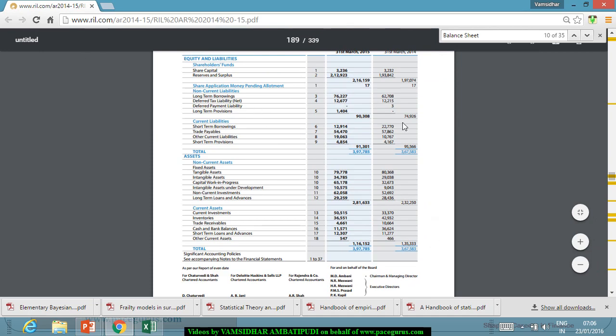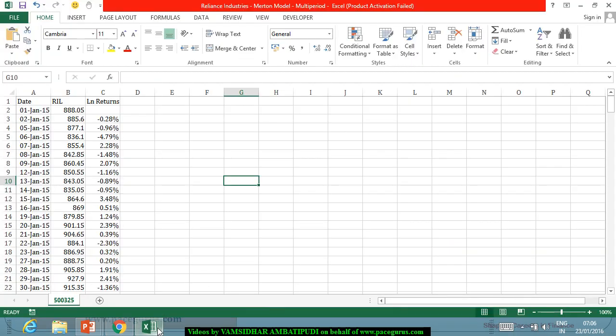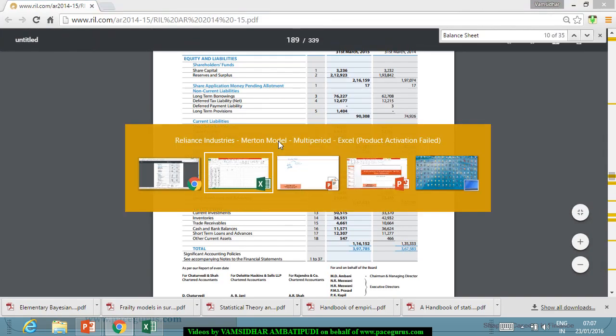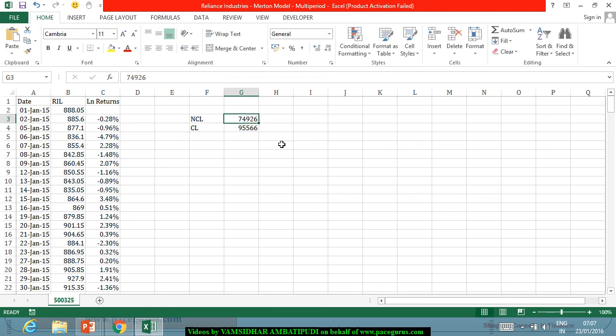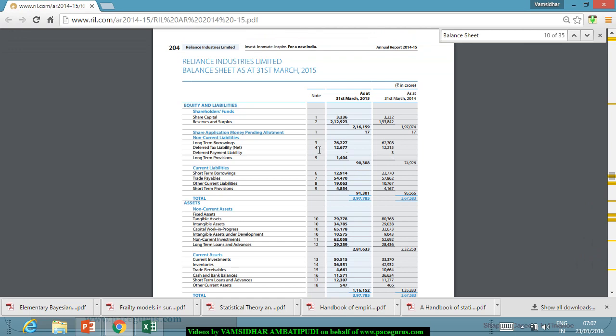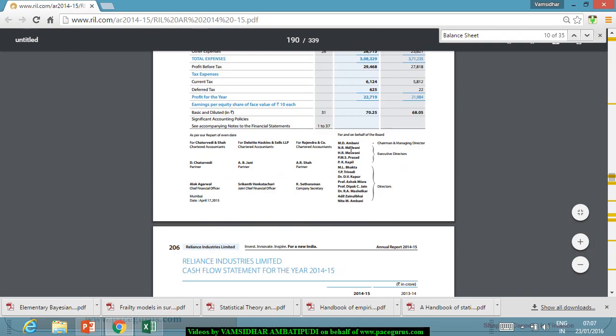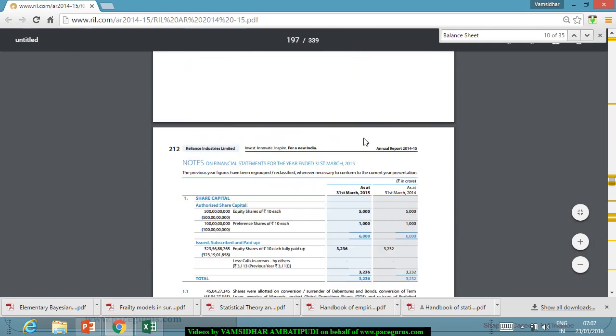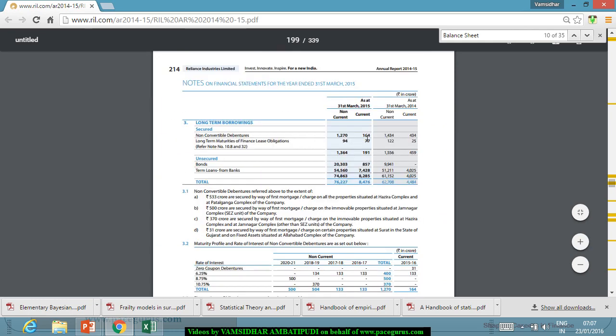Okay, here non-current liabilities is 74,926, so let me make the entries. Non-current liabilities is 74,926, whereas current liabilities is 95,566. So this is the number for Reliance, and let me see if I can get a much more detailed breakup of this, typically the term period. So let me look at the long-term borrowings, which is note number 3. Let's go to note number 3, to see if I can get some kind of a clue.